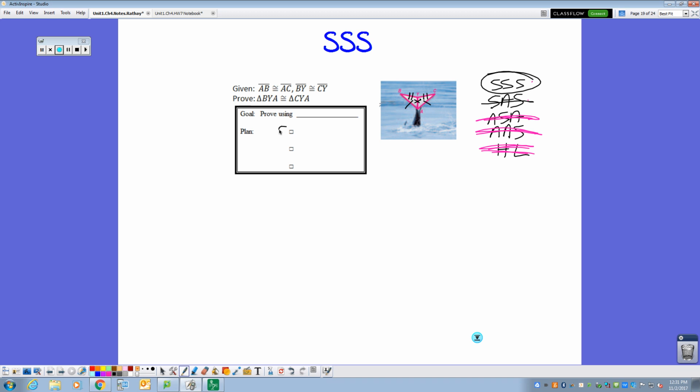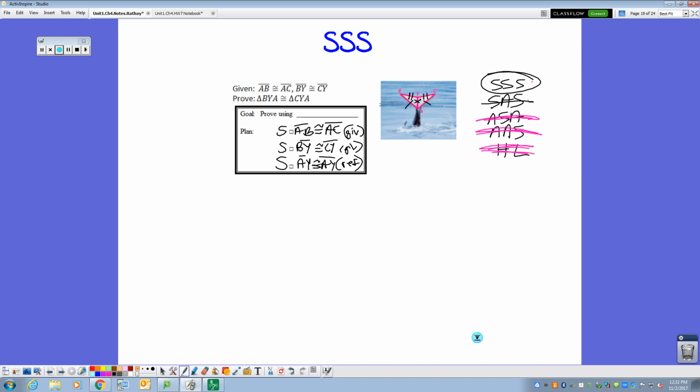Now the plan. I know that it is an SSS group. My first pair of sides is AB congruent to AC. That was given. Then I had BY congruent to CY. Also given. Then I pulled in AY is congruent to AY. And I know that those match because of the reflexive property.